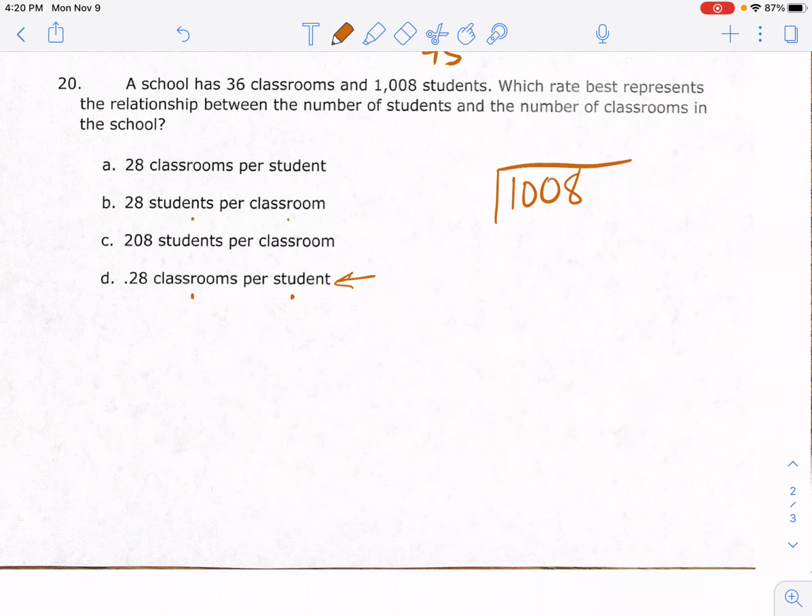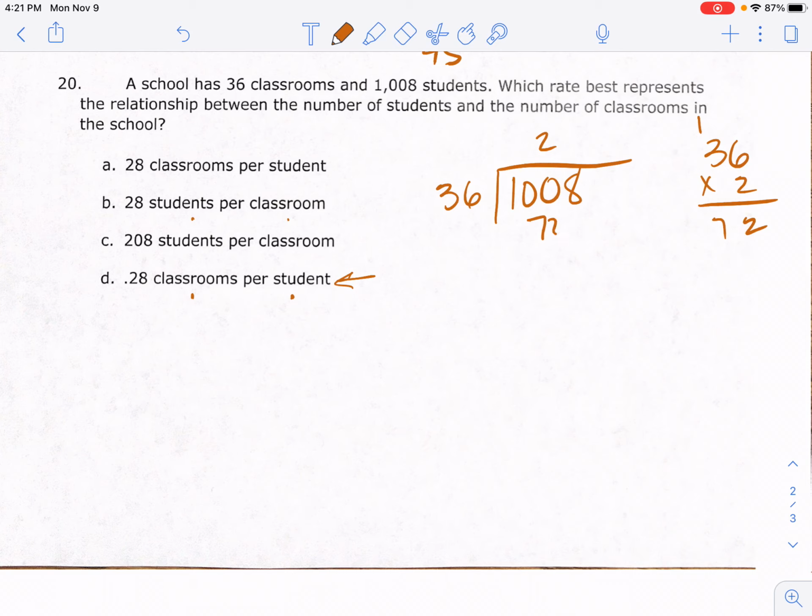1,008 divided by 36. So 36 can't go into 10. I'm going to move on to 100. So 36 goes into 100 twice, and I know that because 36 times 2, 6 times 2 is 12. Bring that up. 2 times 3 is 6 plus 1 is 7.